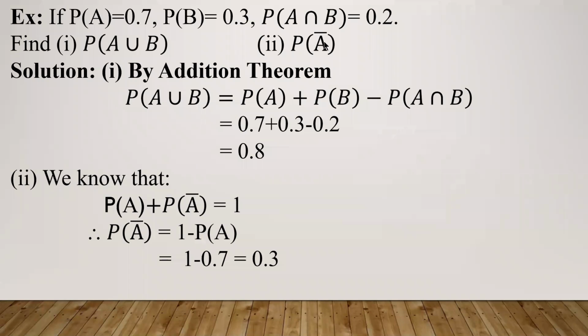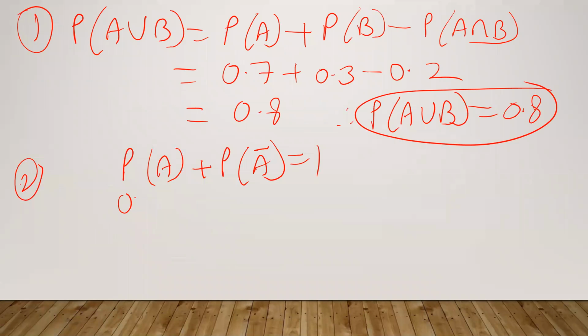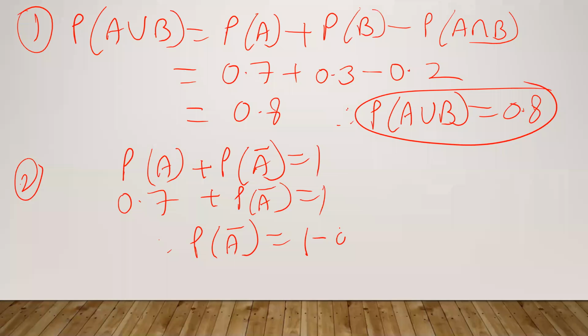Okay. What is given to you? Probability of A is given to you as 0.7, and A complement you have to find out. So this is given at 0.7 and this you have to find out, A complement. What will you do? Probability of A complement is 1 minus 0.7. You shift 0.7 to the other side. So you will get 0.3. Therefore, probability of A complement is 0.3.